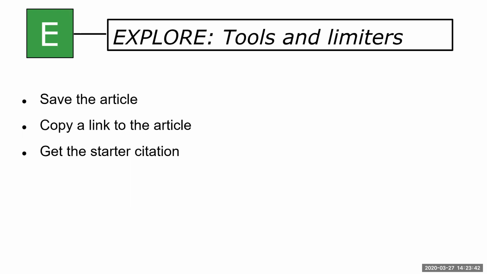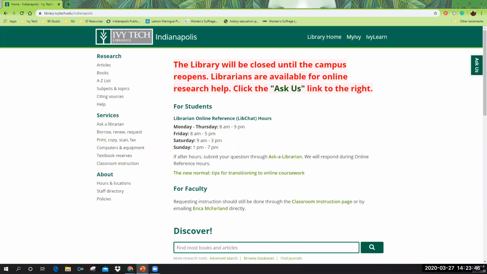Now let's start actually applying some of this in the library website. So here's our library website. You can get to this by logging into My Ivy, and then on the left-hand side at the very bottom of that dark green menu, it says Library. Click on that and you'll get to this page. At this very moment, the library building is physically closed, but our librarians are all working online.